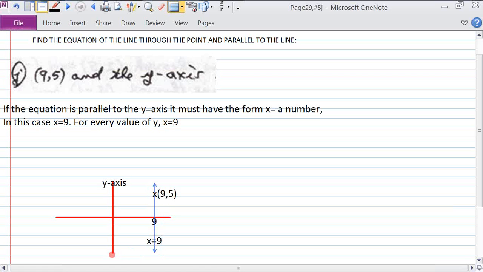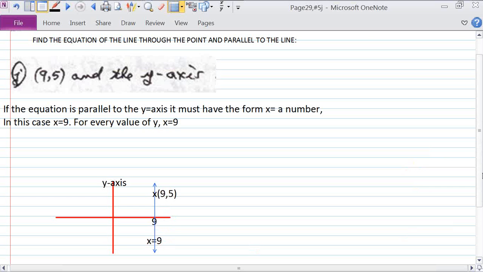Remember, if you have a line parallel to the y-axis, it has the general form x equals a number. In this case, this is the number because that's the value of x. So the answer to this question is x equals 9.